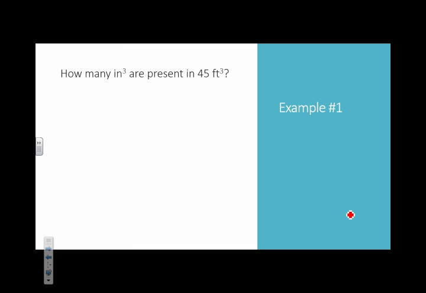So for instance, how many inches cubed are present in 45 cubic feet? Now, this example might seem like, oh, it's pretty boring. Yeah, it is, because I wanted to keep it very straightforward of what you're given and what you're asked for and not give you other information. So I have 45 feet cubed. Clearly that's the measurement that I've been given, and I'm asked to transform that into inches cubed.